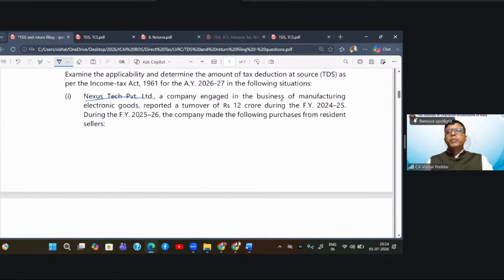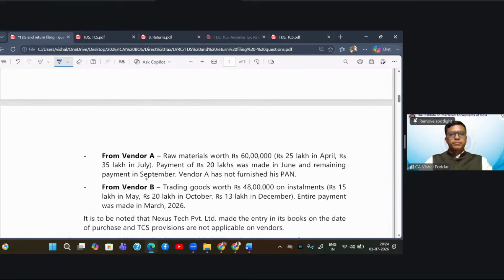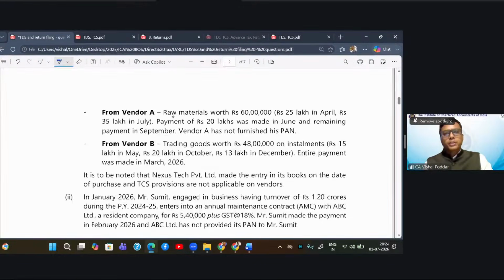Nexus is a company engaged in the business of manufacturing electronic goods, turnover of 20 crores in the last year. Current year, the company made the following purchases from resident sellers. From vendor A, it has purchased raw material worth rupees 60 lakhs, 25 lakhs in April, 35 lakhs in July. Payment of 20 lakhs was made in June and the remaining in September. A has not furnished PAN. From B, it has purchased trading goods worth rupees 48 lakhs on installment, 15 lakhs, 20 lakhs, 13 lakhs, entire payment made in March 26.